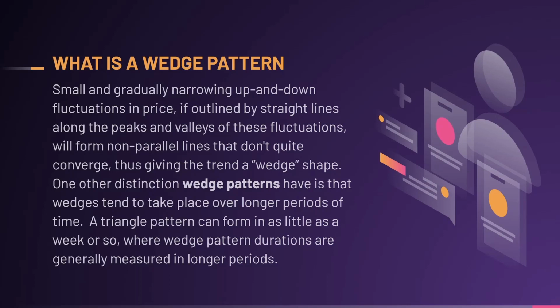One other distinction wedge patterns have is that wedges tend to take place over longer periods of time. A triangle pattern, for example, can form in as little as a week. Konting candles lang, pwede mo na kagad masabi na triangle tayo, no? Whether ascending triangle or descending triangle or symmetric, whatever. Whereas wedge patterns, durations are generally measured in longer periods, weeks.